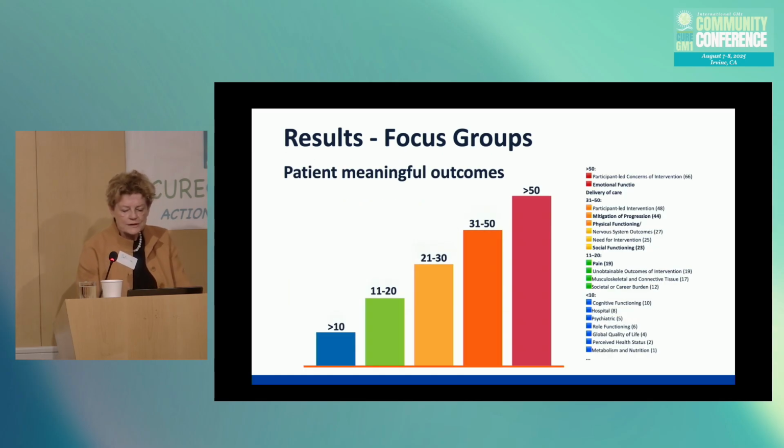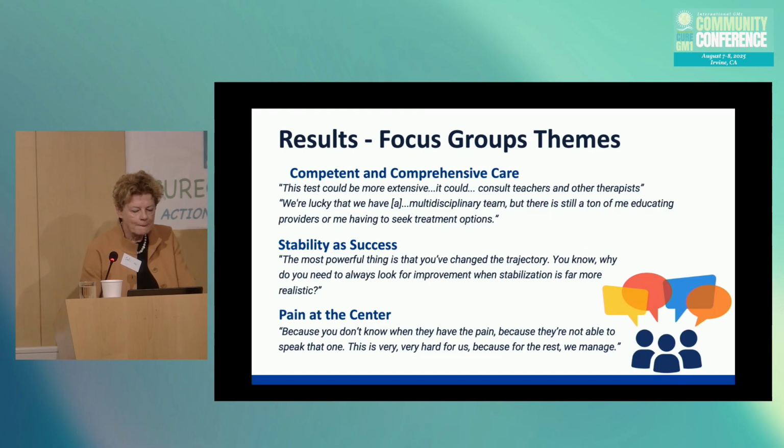And here you see the results of the focus group. Emotional functioning was very prominent, mitigation of progression was very often mentioned, as were physical functioning and pain. And other outcomes that we have from the literature review were not even mentioned. So that shows you how important it is to have those patient and parent-reported outcomes as well.